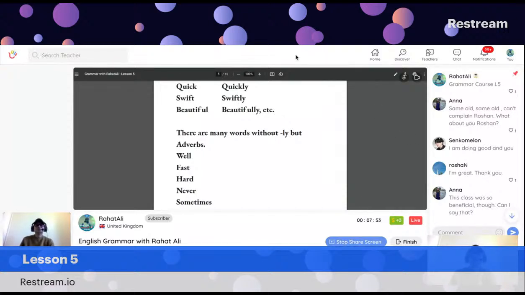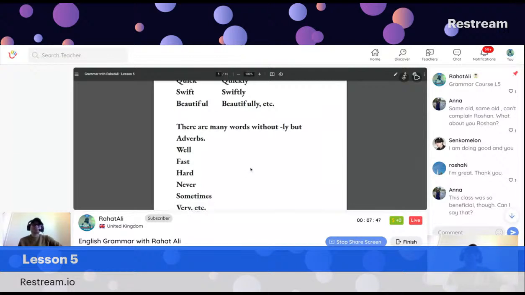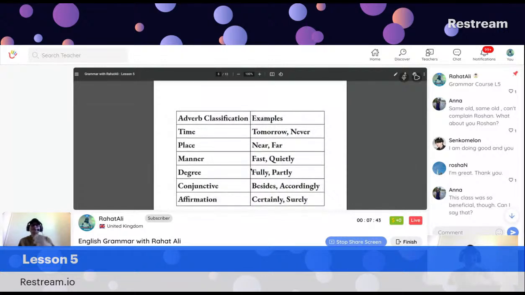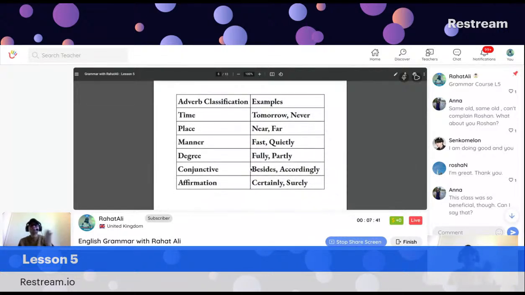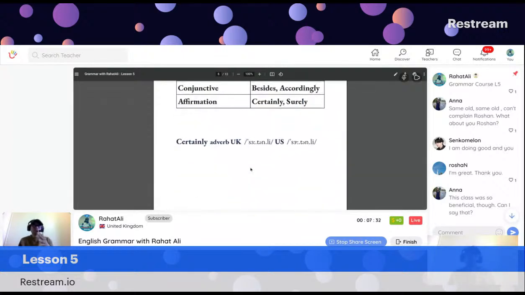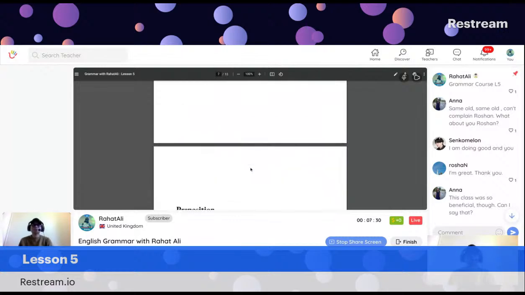Okay, so let's go back quickly. Flashback for Ihana and Roshan. Sometimes, very, etc. Okay, so adverb classification: adverbs of time, adverb of place, adverb of manner, adverb of degree, adverb of conjunctive, adverb of affirmation. And remember to practice those words.